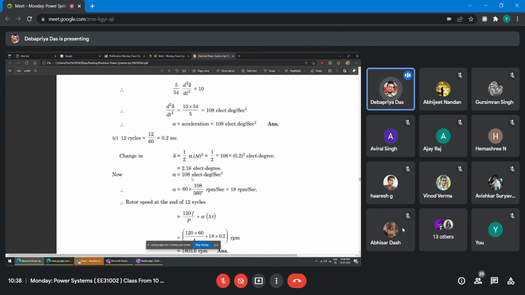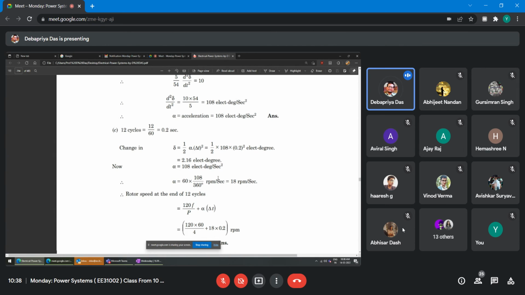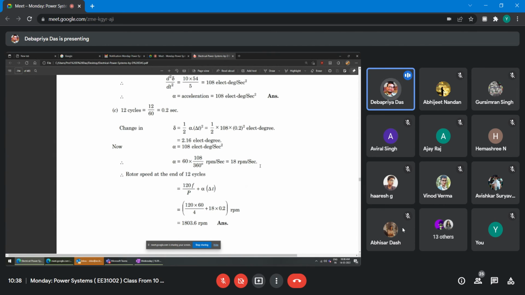And now alpha is equal to 108 electrical degree per second square. This is actually 18 RPM per second. So this is electrical degree per second square. What you do is, 1 second you keep, another second you put in the numerator. 1 second is equal to 1 upon 60 minute. So that's why 60 has gone up, and this is divided by 360. That's why it is 18 RPM per second. This way alpha has changed to 18 RPM per second.